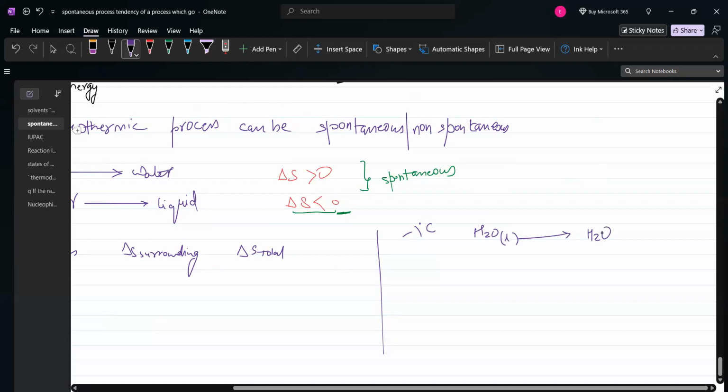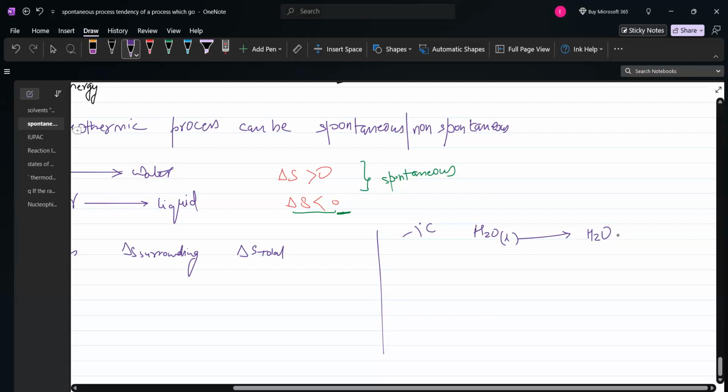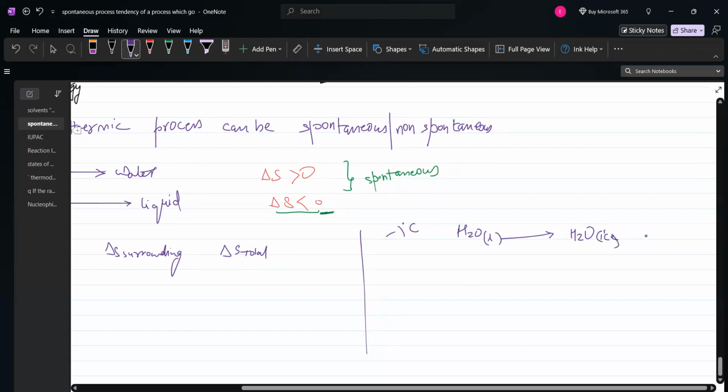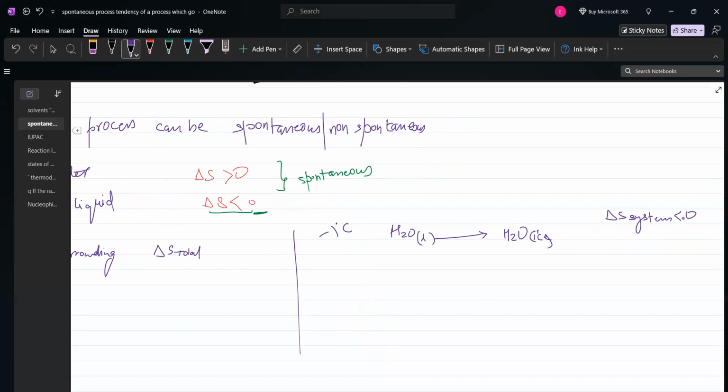At -1 degree Celsius, water will convert into... Yes, sir. Ice. Water has converted into ice. So, according to our knowledge, delta S of system has been decreased, right? It is negative. You can say it is negative.